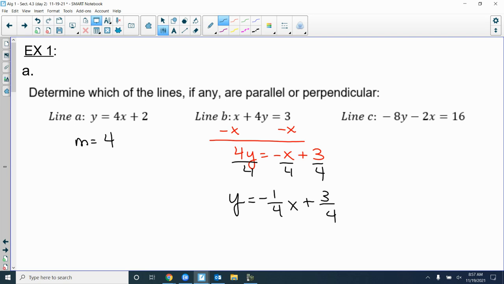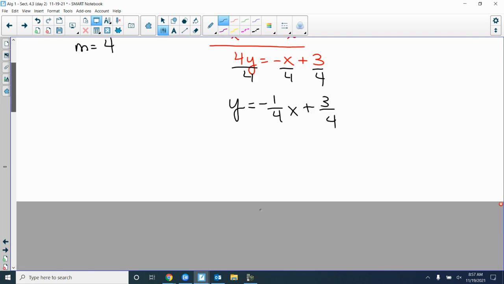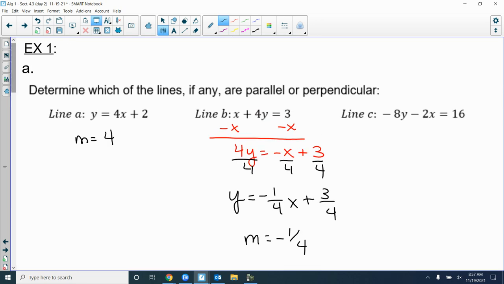Alex, what's the slope of that line? Negative 1/4. So m equals negative 1/4. So I got 2 slopes. All right, third one. I got to get that y by itself. Looking at that one, Mason.